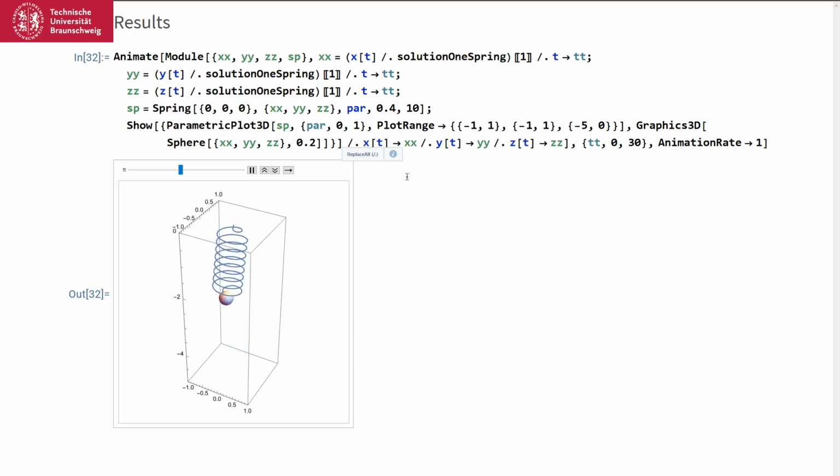So we do an Animate. We extract the coordinates here, and then we show the parametric plot. But what is important here is that we define the range. If we do not define the range, it will compute the range all the time in each picture, so we'll always scale the thing. If we want to have a fixed range, we have to fix it by hand somehow. So now I've fixed this by hand, and now you can see this moving.